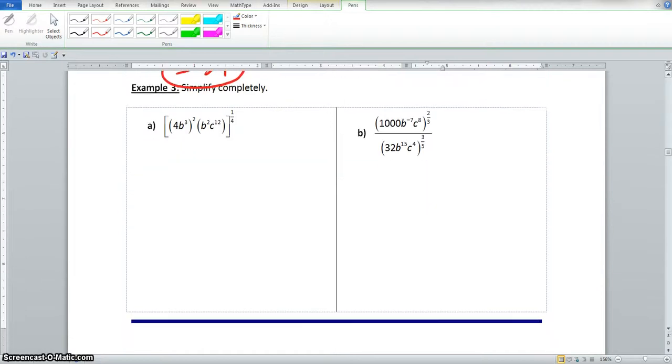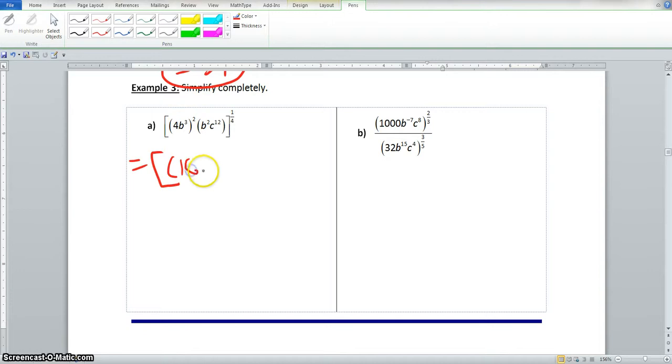Now we scroll down here to example 3, A and B. So we have simplified completely. We have in this bracket parenthesis 4b squared, 4b cubed to the second power, and then b squared c to the 12th, all to the 1/4 power. So first we're going to take care of everything inside of this bracket.